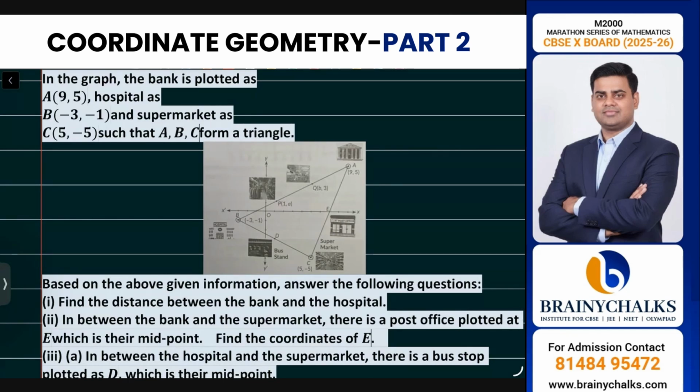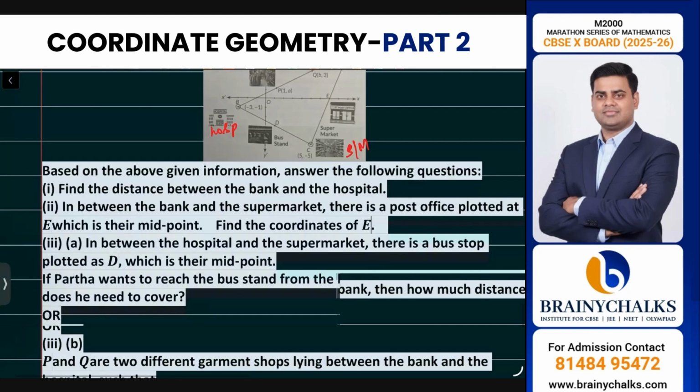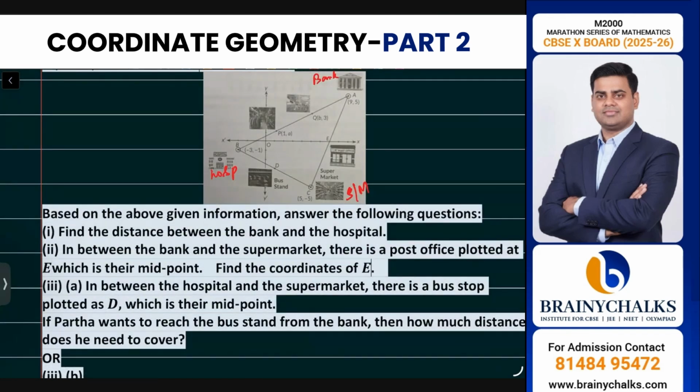This is the bank, the hospital. This one is the hospital, and the supermarket. This one is the supermarket. And such that ABC forms a triangle. See, fine. Find the distance between the bank and the hospital.